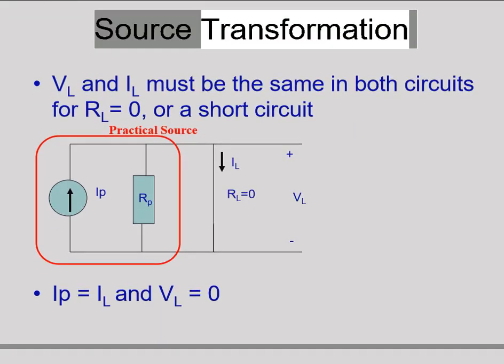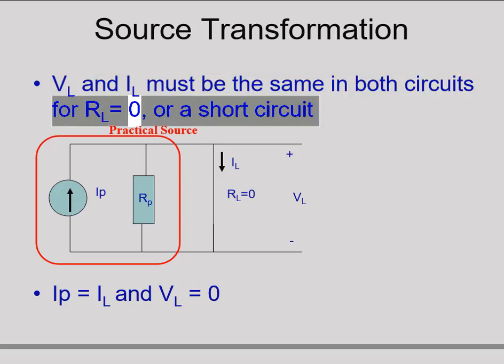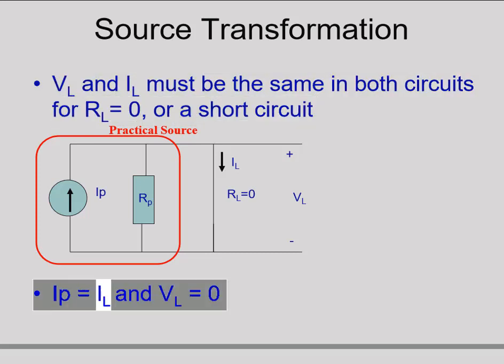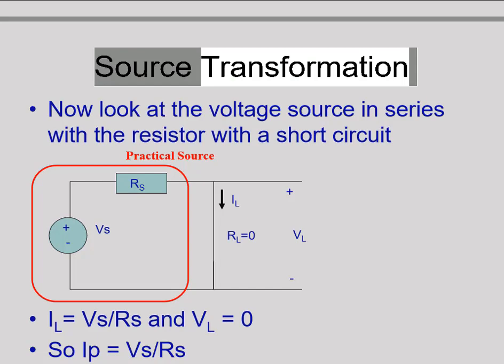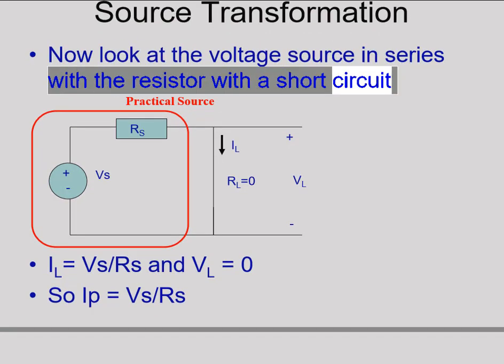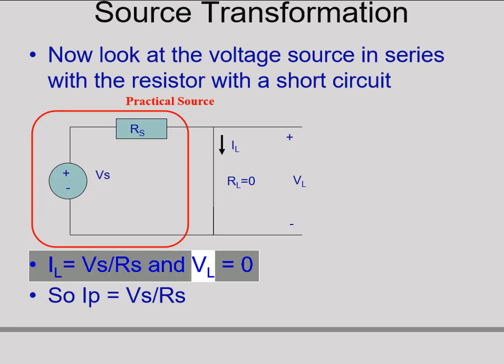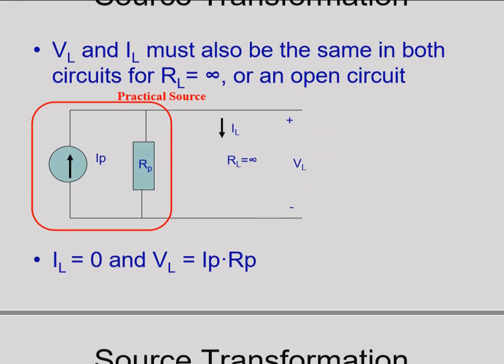VL and IL must be the same in both circuits for RL equals 0, or a short circuit. IP equals IL and VL equals 0. Now look at the voltage source in series with the resistor with a short circuit: IL equals Vs/Rs and VL equals 0, so IP equals Vs/Rs.